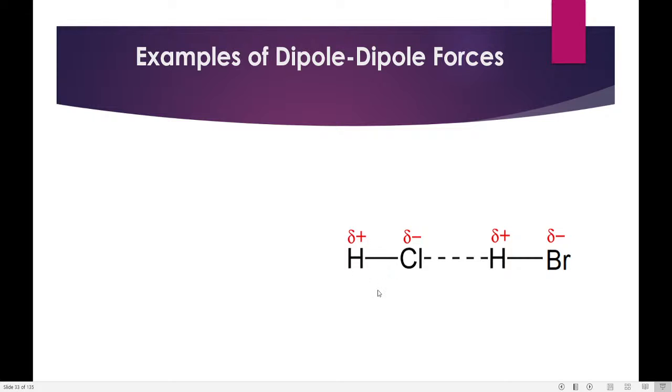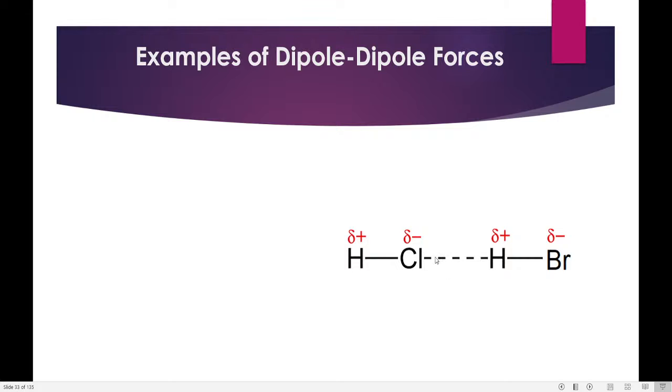HCl is polar, and so is HBr. So they attract to each other. The positive of one molecule attracts to the negative of the other. Guys, they're going to ask you to draw these forces on the AP exam. When you draw them, can you use a dashed line, just like I did? Don't use a solid line. A solid line represents a covalent bond. So we must use a dashed line to represent this force.